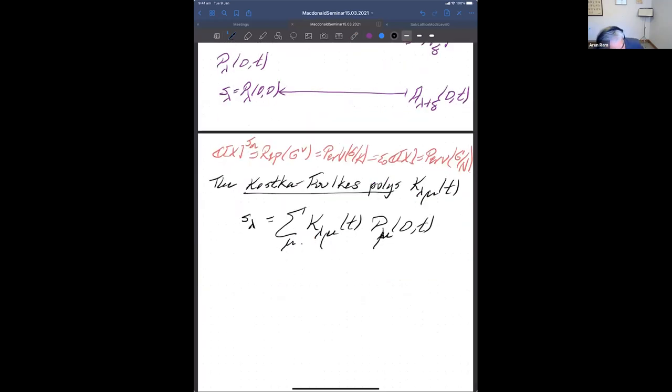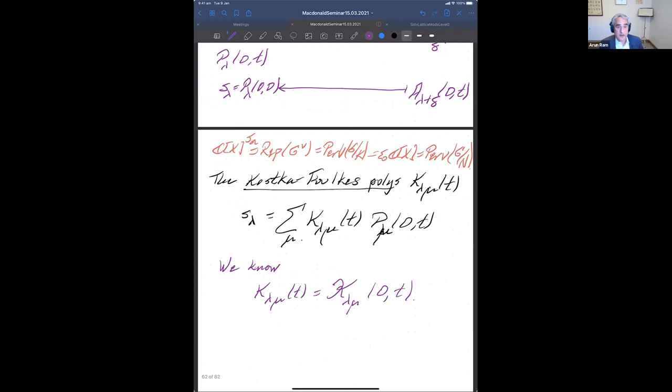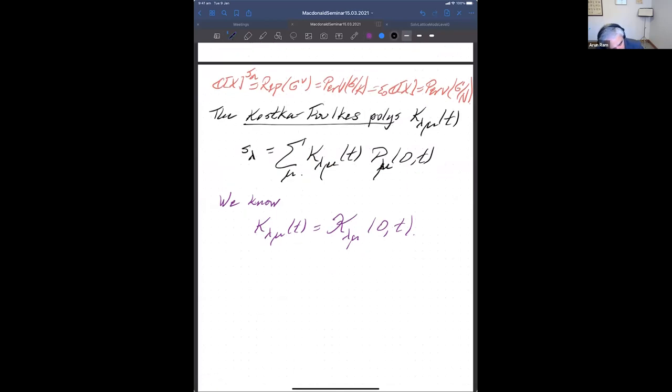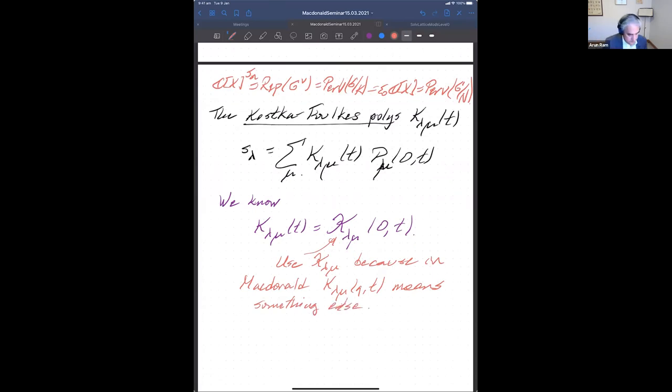So just from our picture, we know that K lambda mu t is curly A lambda mu zero t from our comparison of the master pictures. Okay, so I should remark that the reason I used a curly K here is because in Macdonald's book, K lambda mu QT means something else, which I'll discuss next time. So that's why I use curly.